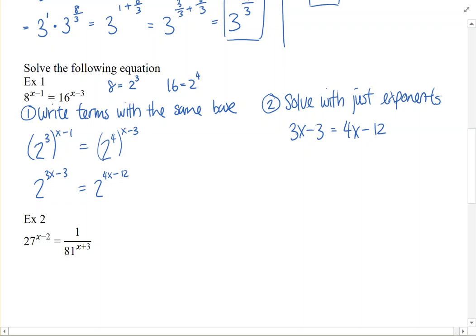So with algebra, I'm going to move all the x's to the right and the numbers to the left. So we have negative 3 plus 12 and 4x minus 3x. And here we're left with 9 and x. So x must equal 9.